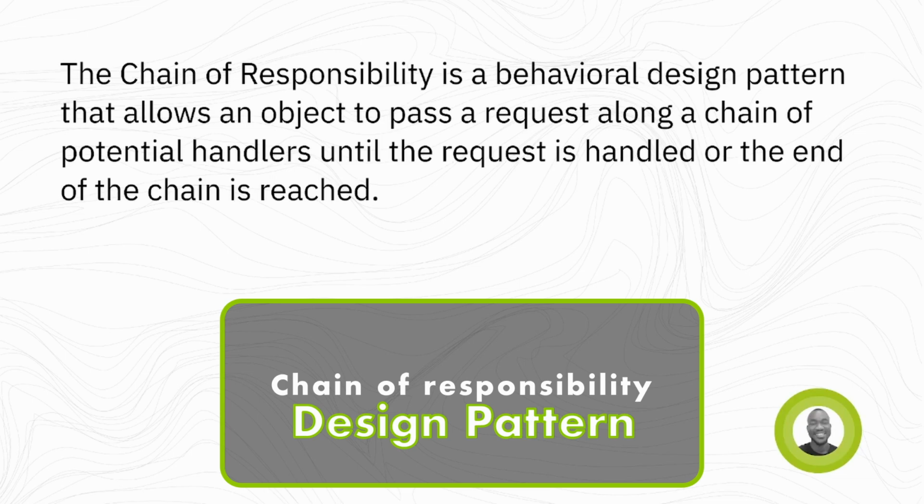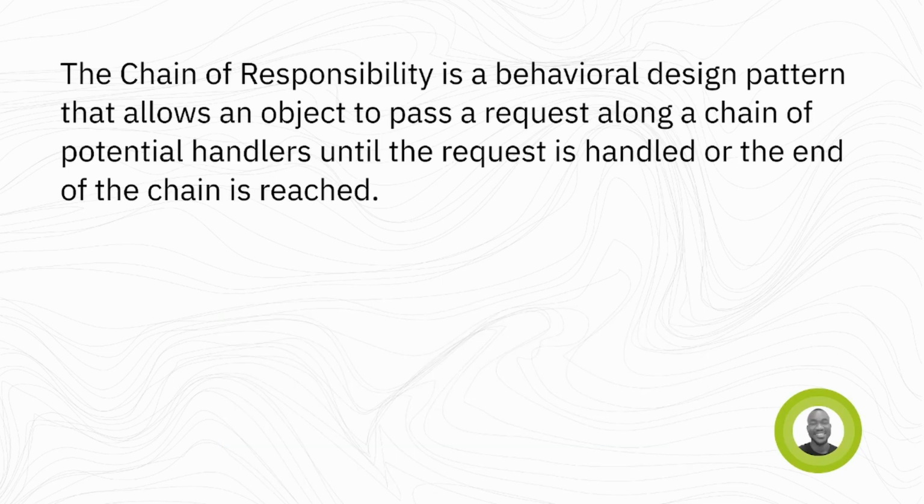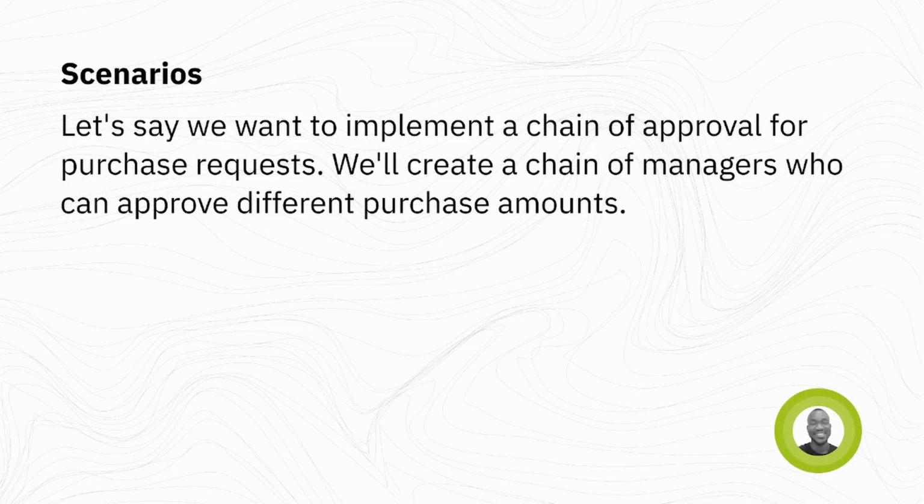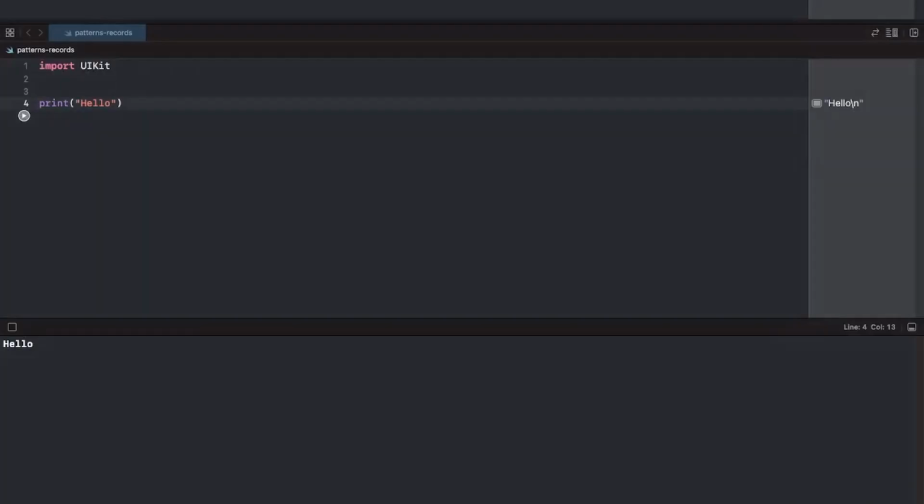The chain of responsibility design pattern is a behavioral design pattern that allows an object to pass a request along a chain of potential handlers until the request is handled or the end of the chain is reached. To demonstrate this, let's consider this scenario. Let's say we want to implement a chain of approval for purchase requests. We can use the chain of responsibility design pattern to create a chain of managers that can approve different purchase amounts. Without further ado, let's look at how we can implement this in Xcode.